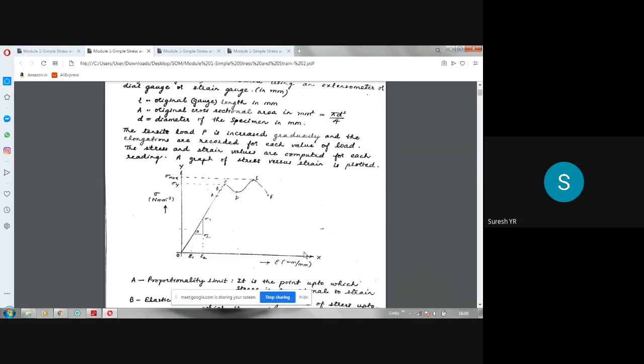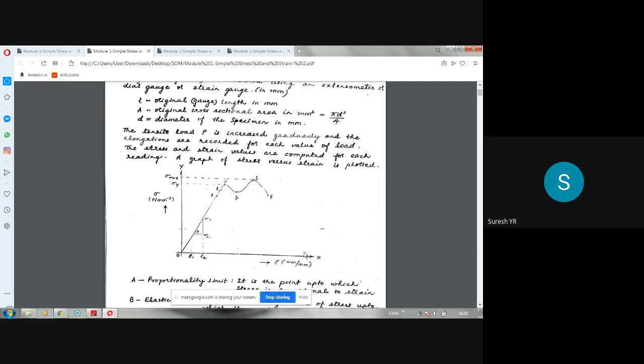Either by using a strain gauge or an extensometer, the deformation of the rod is measured, and a stress versus strain graph is plotted. Stress is whatever load is applied divided by the initial area. The initial diameter you will be knowing. Pi d square by 4 is the initial area. Load divided by initial area gives the stress value. Strain value is given by change in length divided by initial length.